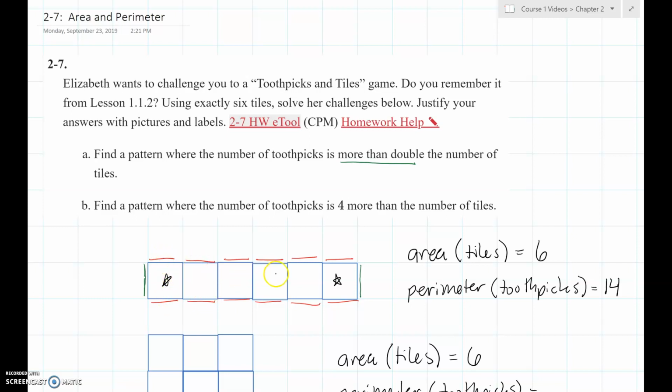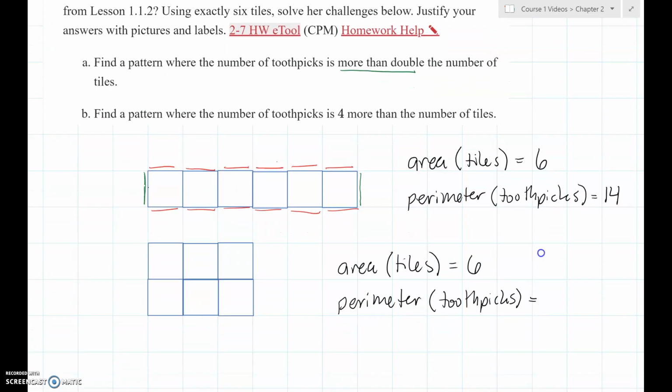So my 1, 2, 3, 4, 5, 6 tiles, the red represented the doubling. So that's 12 toothpicks there, and then 13, 14 on the ends. So that's one way to solve the first riddle, the first puzzle. And then the second one is how to get exactly 4 more.